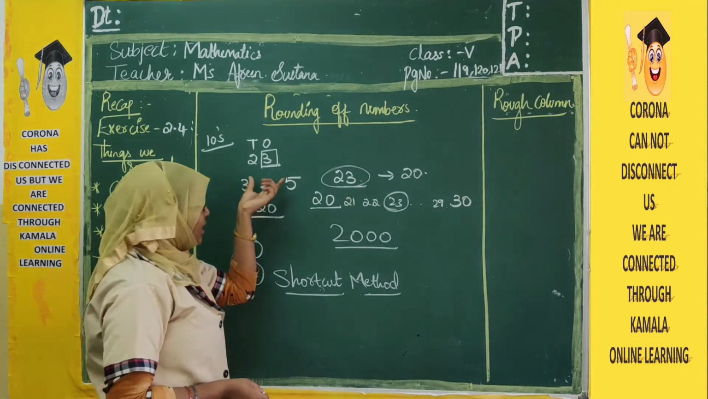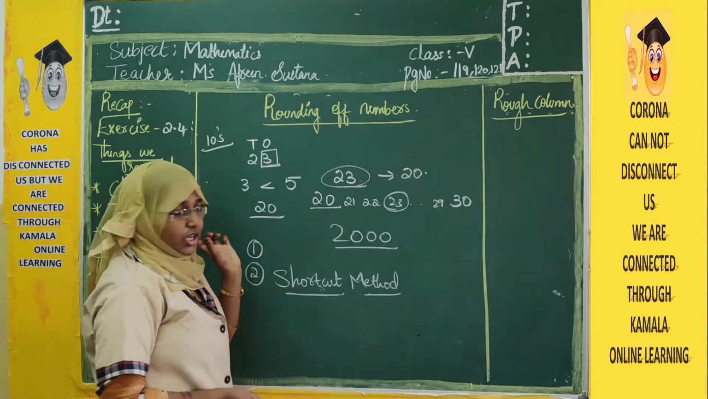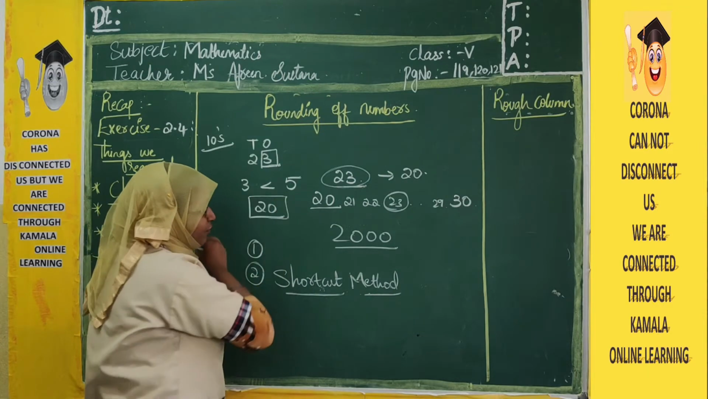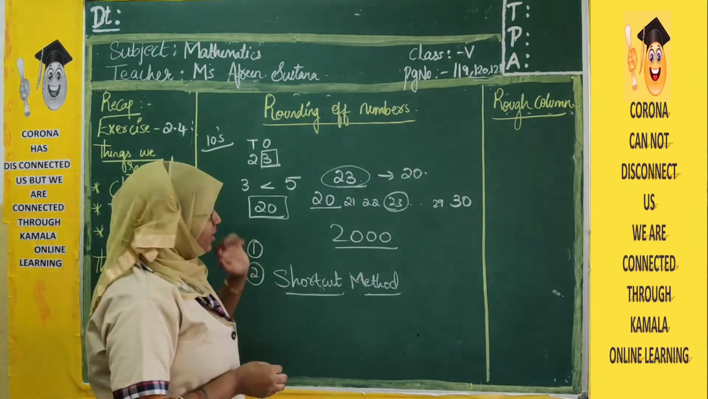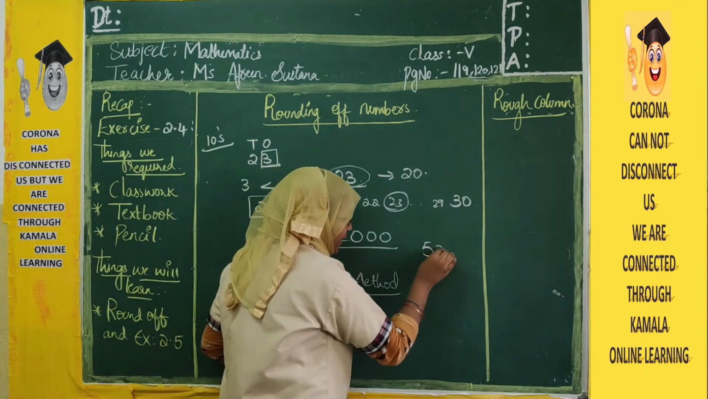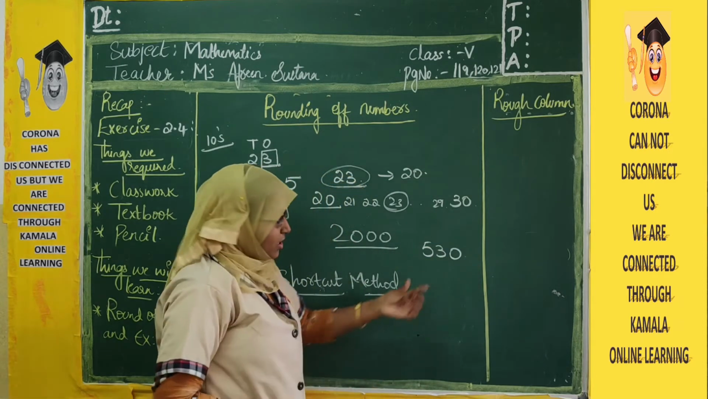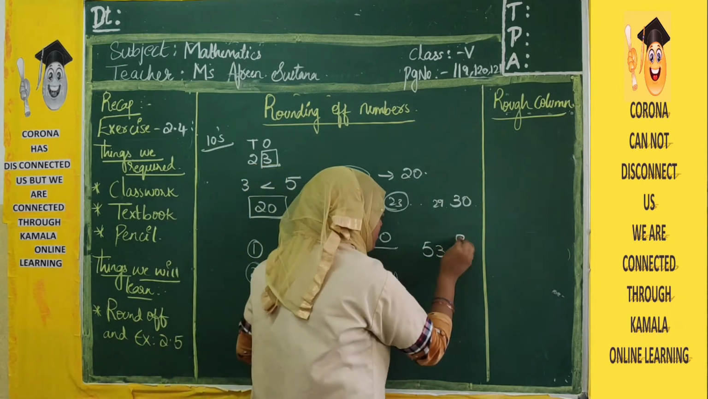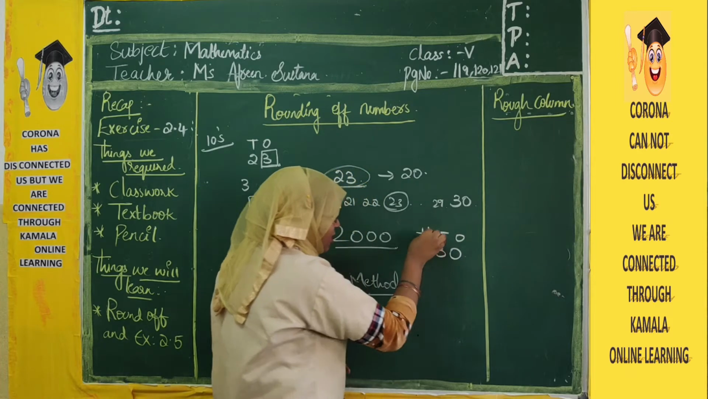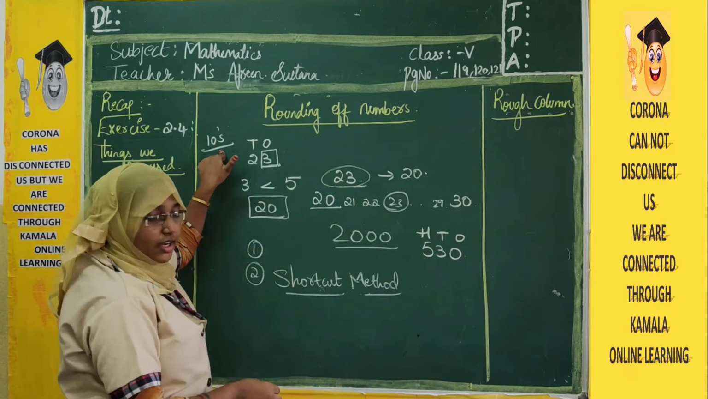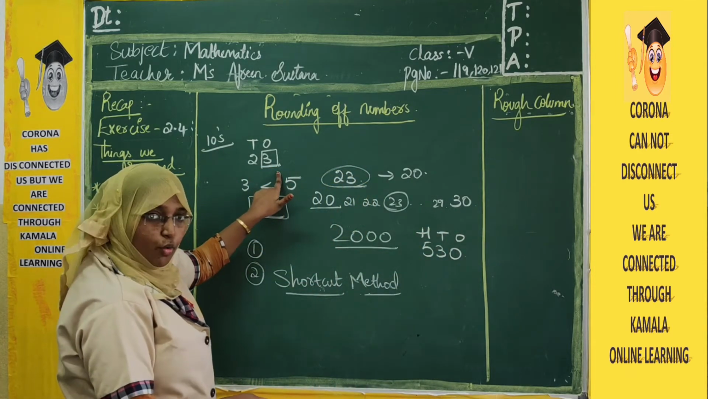If a number is given, it lies between two numbers, and then we can easily round it up or round it down. If you take 530, I want to round it to the nearest 10, 100 — ones, tens, hundreds. Now when you are doing it for tens, I said that we should consider the digit at the ones place, right?